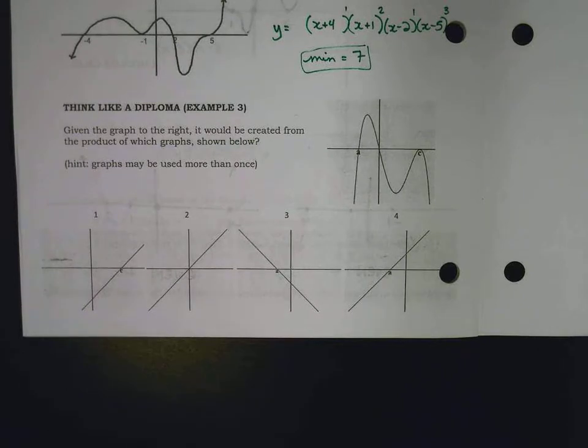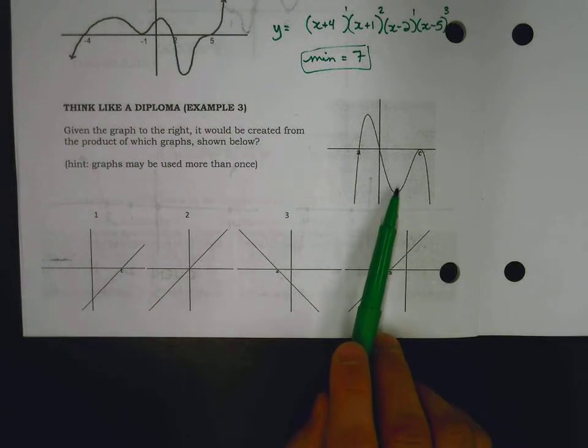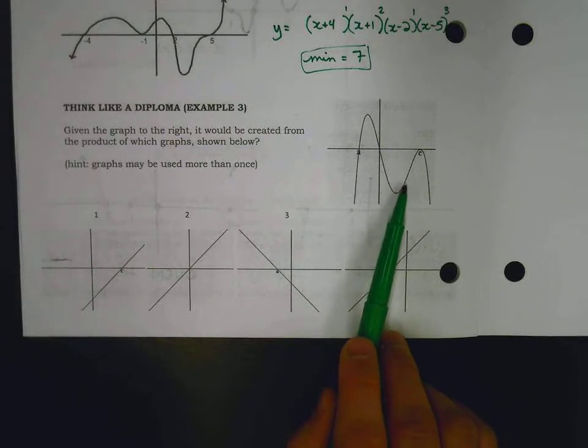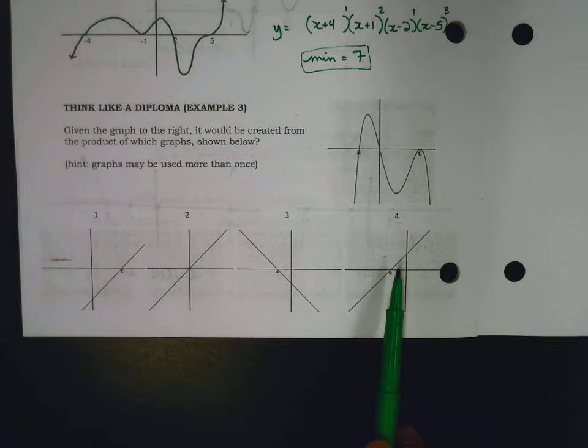For our second last question today, example 3, we're going to think a bit like a diploma. Now, there are many conceptual and problem-solving questions that will be asked with 70% of the diploma being non-procedural. So, given a graph to the right, it could be created as a product of which of the following graphs? Now, this would be a great numerical response question or some sort of index key to select from.